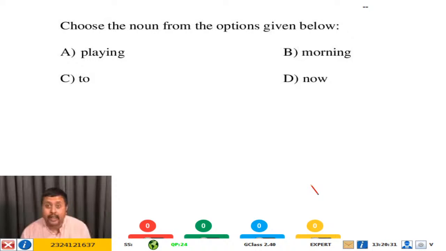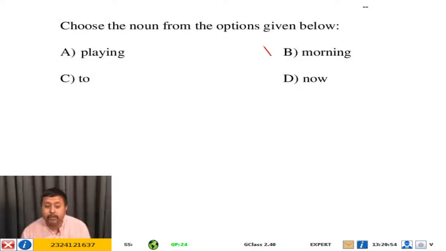Okay then, time's up. So now what are we supposed to do? We have to find the answer for this question, right? Choose the noun from the options given below: playing, to, now and morning. And the right answer, you all have got it right, is option B.